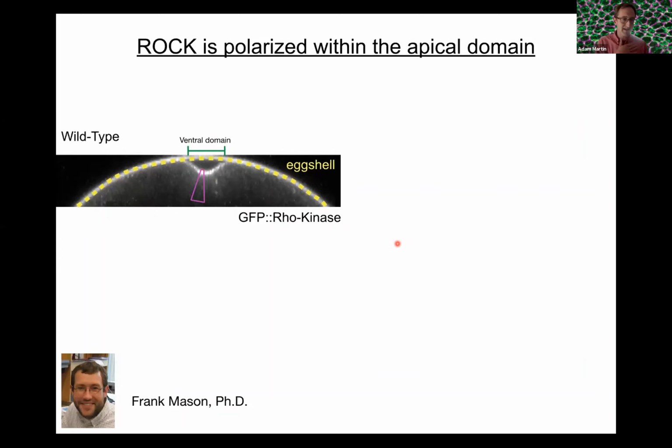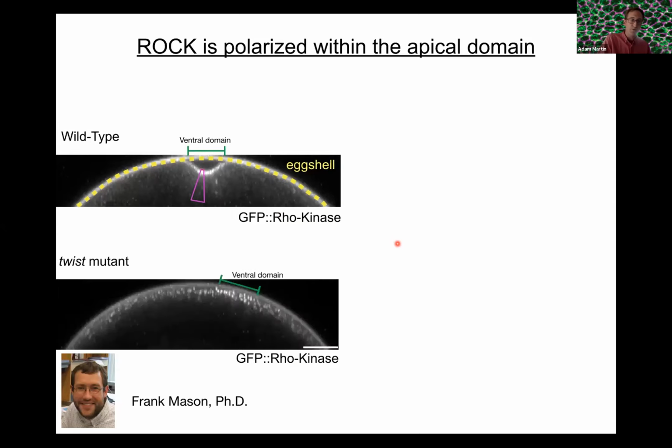Now the surprise came when Frank decided to look at a gene that was upstream of rho kinase, and we looked at the transcription factor twist. We looked in a twist mutant, which based on the model should disrupt rho kinase activation. But what we found is that rho kinase continued to apically localize even in the absence of this master regulator, which was surprising. Now, Frank looked more carefully and discovered something interesting.